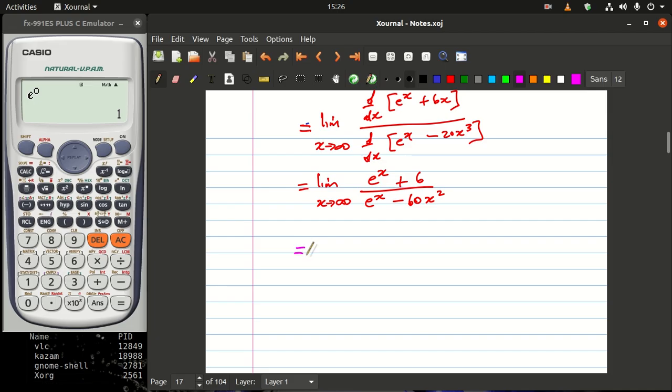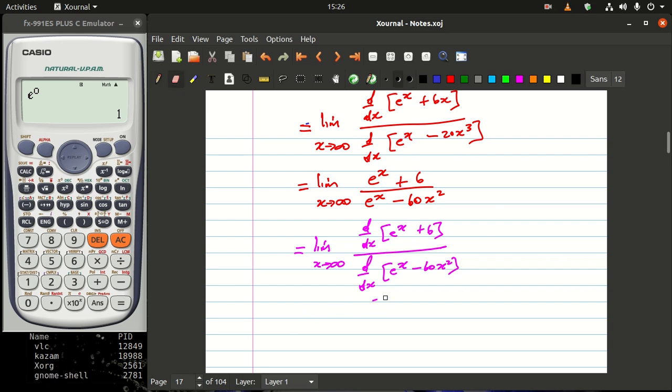And also you see now that we can still take the derivative once more, I mean the L'Hopital's rule once more. We take the derivative with respect to x of e to the power x plus a 6, and then we divide this by the derivative with respect to x of e to the power x minus 60x squared.